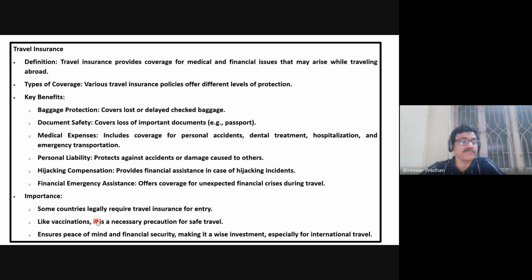Important: some countries legally require travel insurance for entry. Like vaccination, it is necessary and a precaution for safe travel. It ensures peace of mind and financial security, making it a wise investment, especially for international travel.